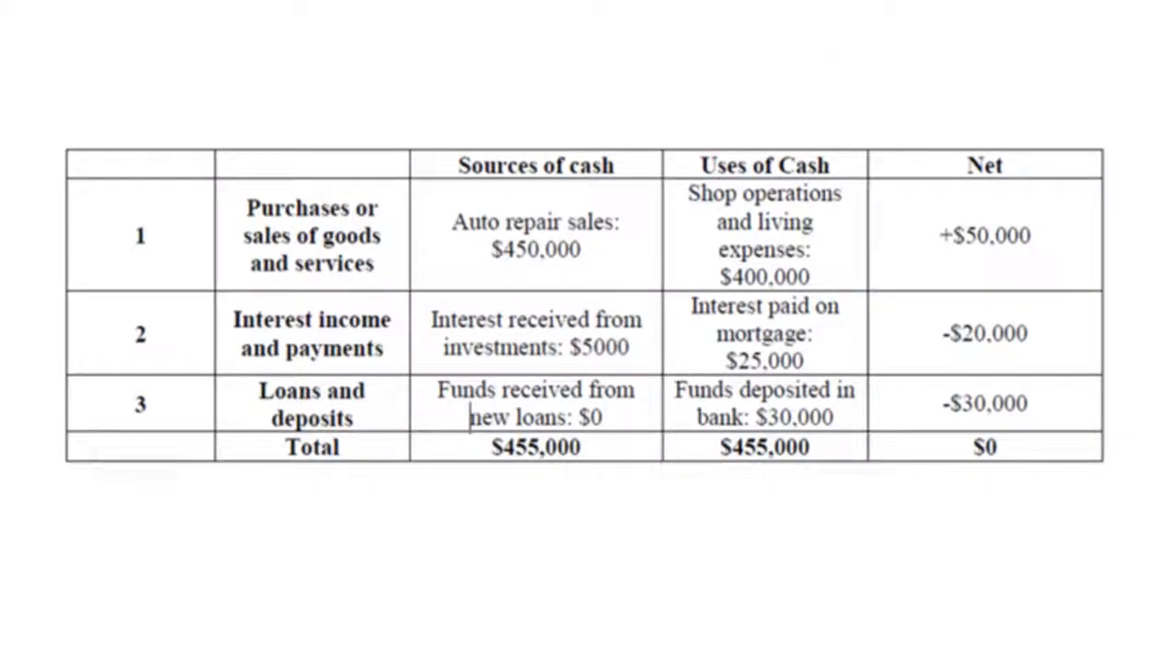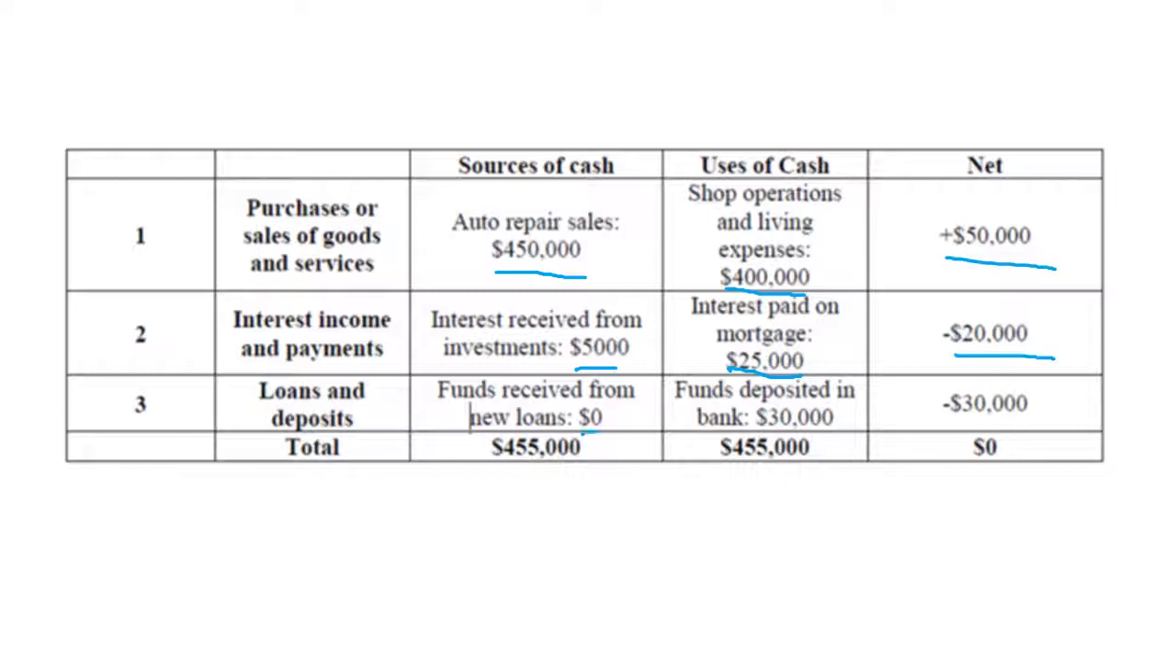Here we have the completed balance of payments accounts. They earned $450,000 in sales. They spent $400,000 in living expenses. So their net for goods and services was positive $50,000. For interest income and payments, they received $5,000. They spent $25,000. Their net is negative $20,000.